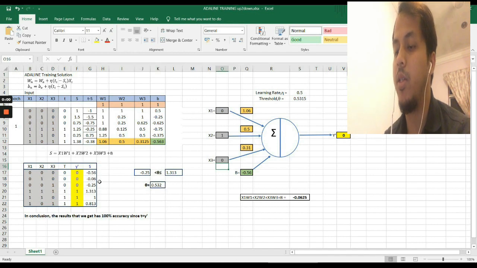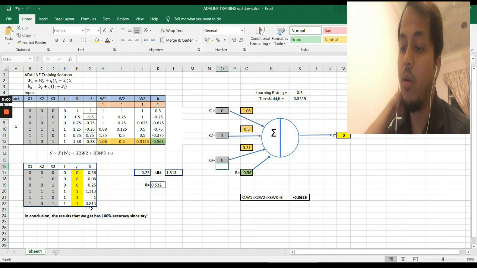So after all the summations are done earlier, we will get the threshold value. Example, if negative 0.56 is smaller than the threshold value, then the y prime will be 0. Same for the other values. If negative 0.06 is smaller than 0.532, it will be 0. And if more than the threshold value, we get y prime is 1.